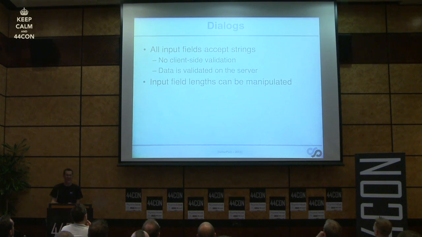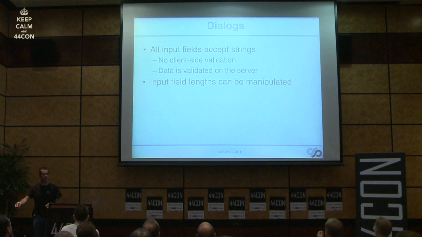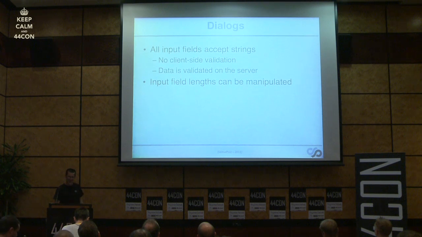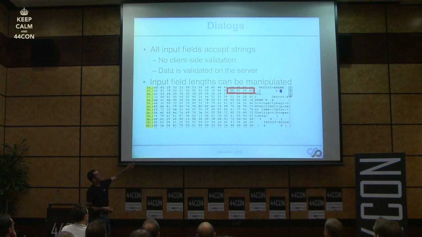If we look at dialogues, all input fields accept strings. It might be a numeric input field, but it's possible to put a string in over there. It's not validated on the client side. It gets sent through to the back end and it's validated on the server. SAP will come back and say, sorry, we're expecting a number, or that's an invalid date, or stuff like that. But the interesting part is that the lengths of these strings can actually be manipulated, and they're defined by those 3 bytes before the type declaration.